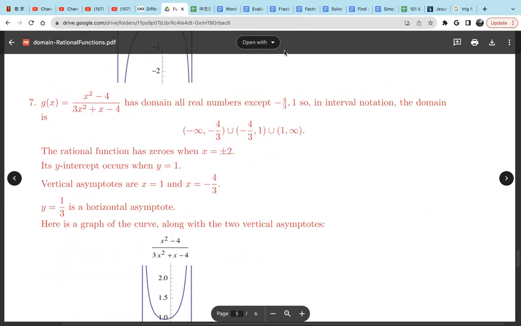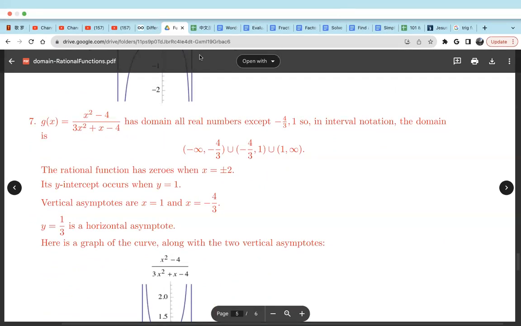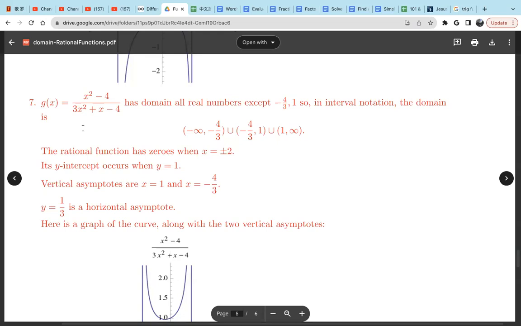Similarly, for 7, we just need to factor the denominator to find the domain. The denominator is 3x squared plus x minus 4. We're thinking the difference between 4 and 3 is 1. So we want to factor as 3x minus 1... oh, no, minus 4 times x minus 1. So 3x plus 4 times x minus 1.